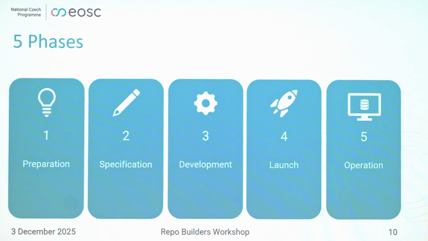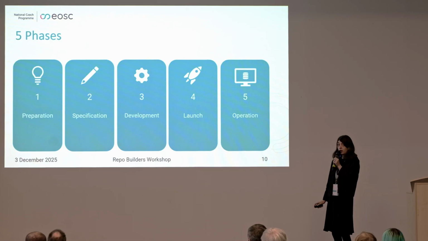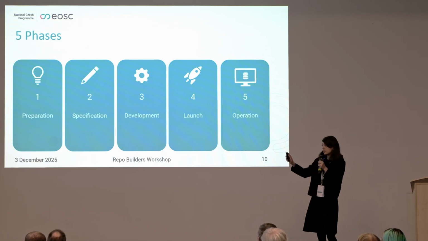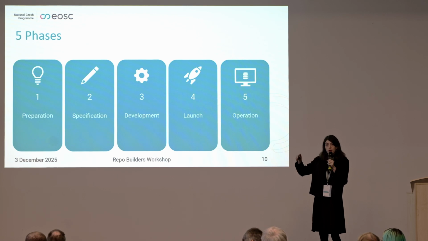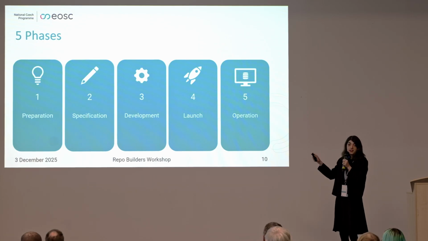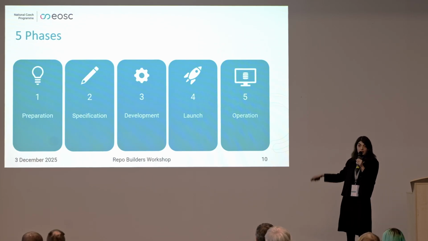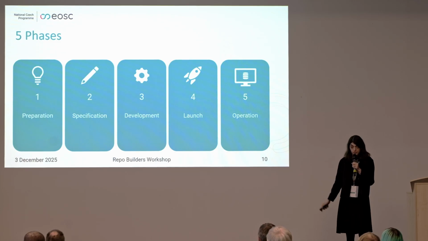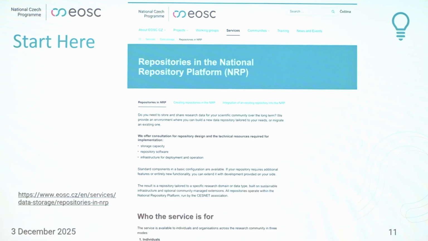Overall, the linear process you can expect will have 5 phases. In reality, they won't be as clearly defined, but it's good to keep that in mind. The first phase is preparation. Then you'll go through a phase of specification, development, launch, and then operation throughout the whole lifetime of the repository. So let's start with preparation.